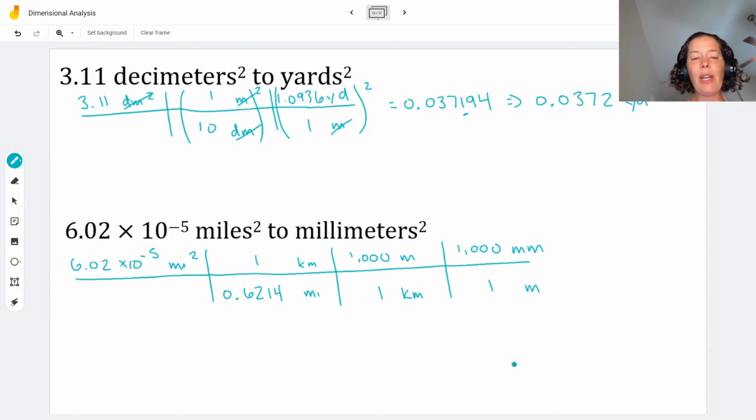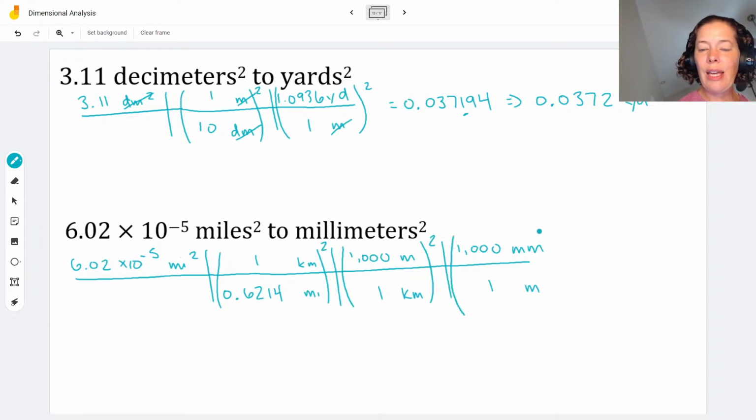So finally, what I need to do is I need to square each one of these conversion factors. So that one is squared, and that one is squared. So again, my miles squared are going to cancel, my kilometers squared are going to cancel, my meters squared are going to cancel, and I'm left with millimeters squared. So I'm going to write this down here because I'm going to need some space. Oh, sig figs. Okay, so we have 3 sig figs here. I have 1, 2, 3, 4 sig figs here. And both of these are exact.